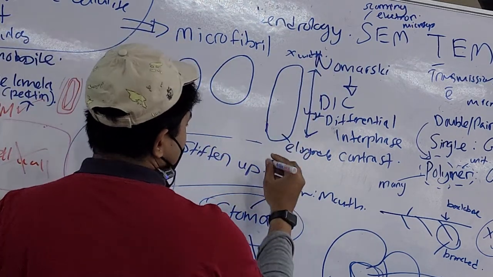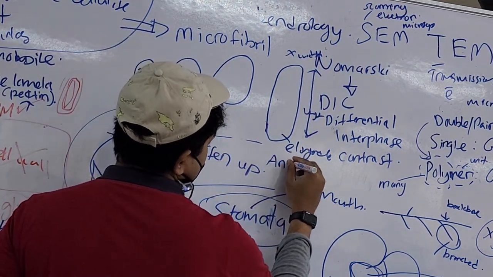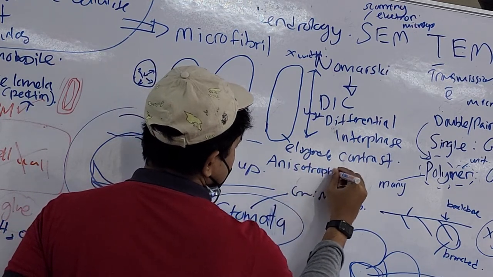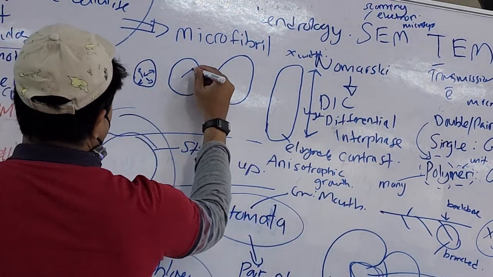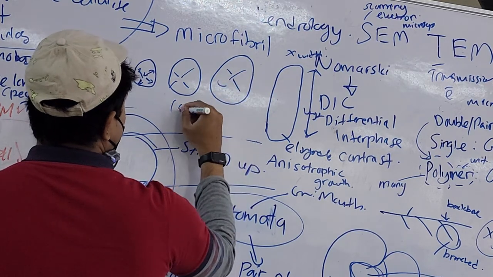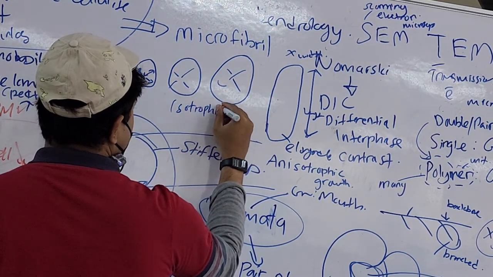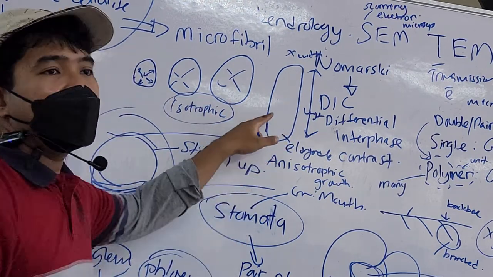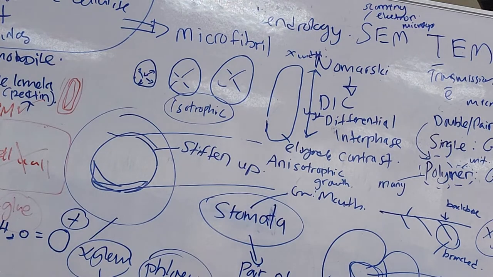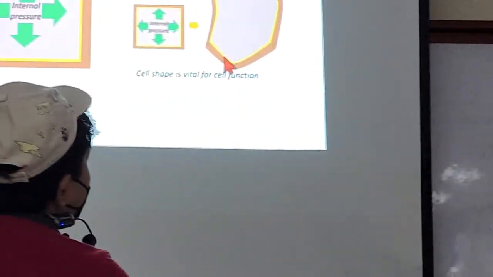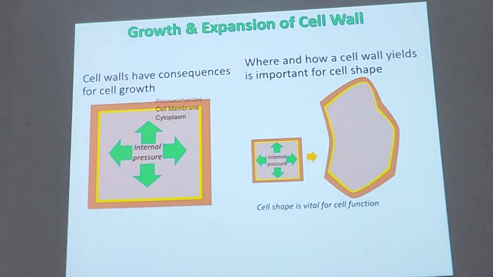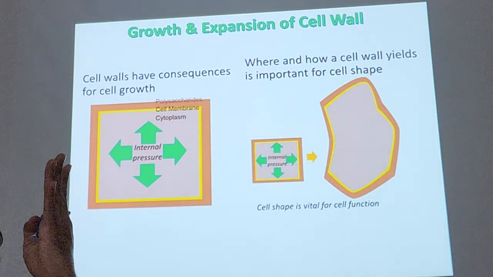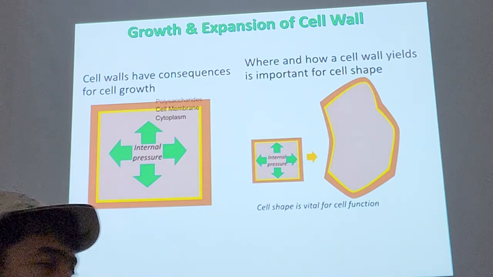And this growth is called anisotropic growth. If it grows in all directions evenly, it's called isotropic growth. But for plants, it's anisotropic. One of the reasons, you can see, look at the thickness of the cell wall here. It's uneven. That's one of the reasons why the growth of the plant, instead of getting bigger evenly, they're just getting taller, elongated. We're going to see why.